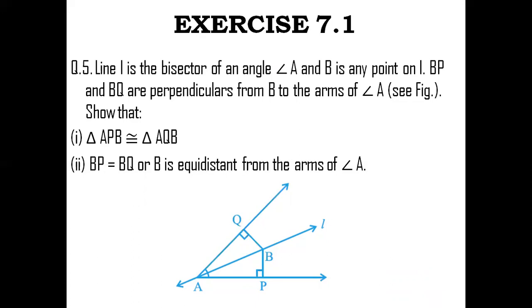BP and BQ are perpendiculars from B to the arms of angle A. Excellent. It is also given in the figure that BP and BQ are perpendiculars. So that makes angle Q and angle P equal to 90 degrees. What are we supposed to prove? That triangle APB is congruent to triangle AQB. Also, we have been asked to prove that BP is equal to BQ, or in other simple words, B is equidistant from the arms of angle A.